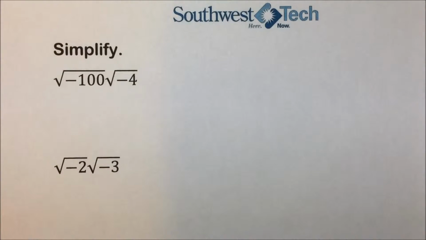Intermediate Algebra, Section 7.8, Multiplication of Complex Numbers. To multiply square roots of negative real numbers, we first express them in terms of i.